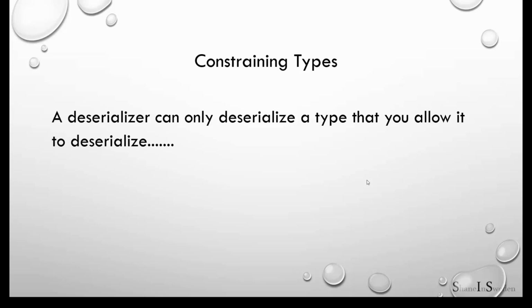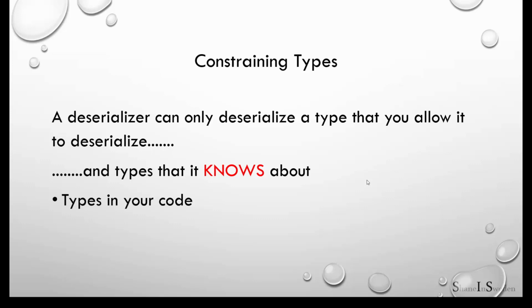So why would we want to constrain types? Well, a deserializer can only deserialize a type that you allow it to deserialize, and also that it knows about. It has to know what that type is. If a deserializer does not know what the type is, it can't create an instance of it. If we limit the known types in that assembly, then we limit the number of types that the deserializer can instantiate, possibly excluding a dangerous type. And remember, there is no exhaustive list of known dangerous types currently for the .NET framework or .NET Core framework.